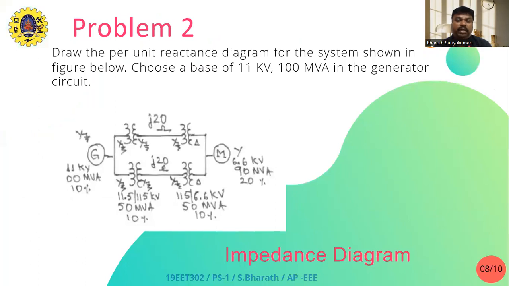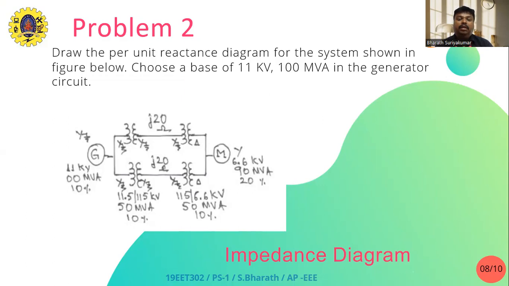Like this, we'll take one more case. Draw the per unit reactance diagram for the system shown in the figure given below. Choose a base of 11 kV. All the data are given in the single line diagram itself. We are going to choose a base of 11 kV, 100 MVA in the generator of the given circuit. What is there in the given circuit? You have a generator, two transformers, a transmission line, and again on this side two transformers, a transmission line, and it is connected to a motor. So this is the complete structure. You have all the data over here. So how are you going to draw the impedance diagram and reactance diagram?